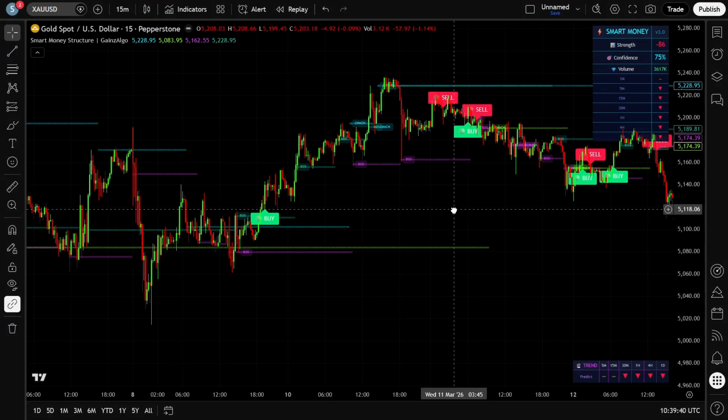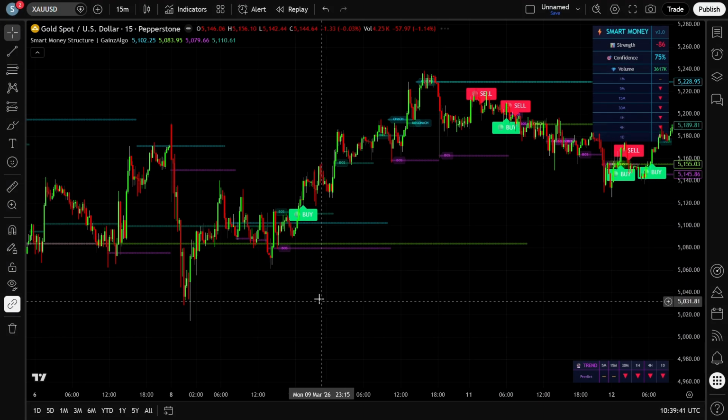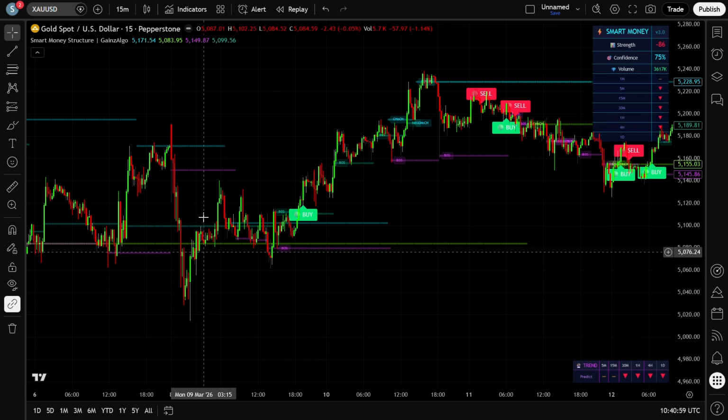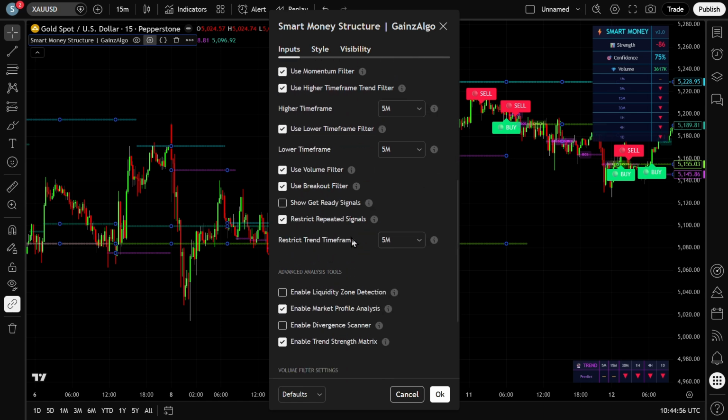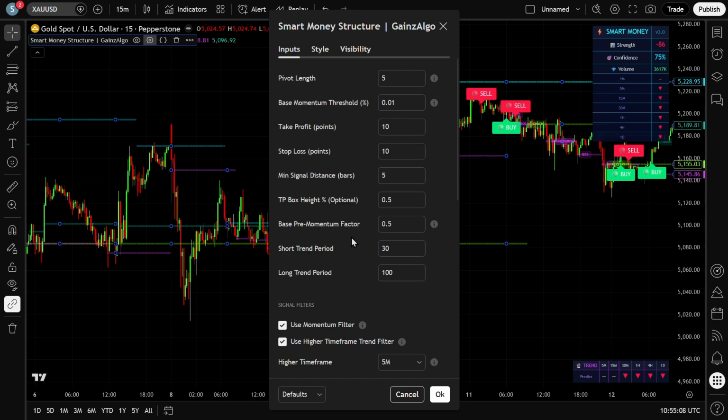Now here's what makes all of this actually work, and why most people never get the most out of this tool. The default settings on this indicator are not optimized for clean trading, and I say that having tested them extensively. Here's exactly what to change and why. The first setting is pivot length.